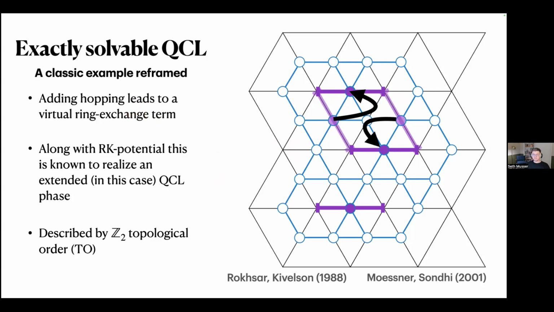Along with the Rokhsar-Kivelson potential, this has been demonstrated numerically by Moessner and Sondhi to realize an extended QCL phase. So that's an extended phase where our ground state is actually a superposition of all different dimer coverings. So the ground state is a superposition of all the different ways that you can put the bosons on the Kagome lattice with this one-per-hexagon rule.